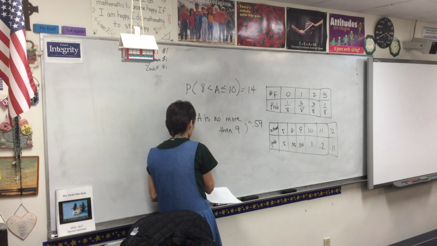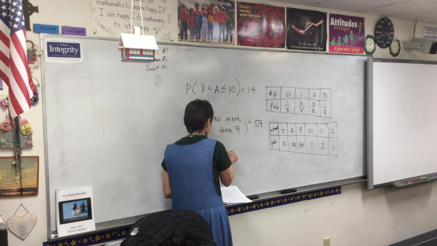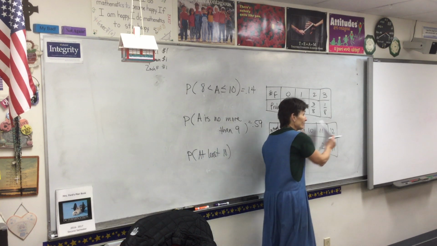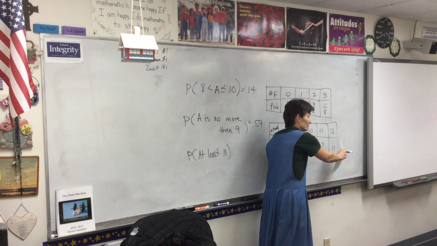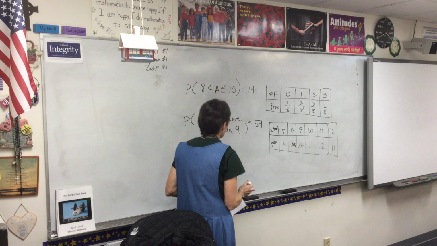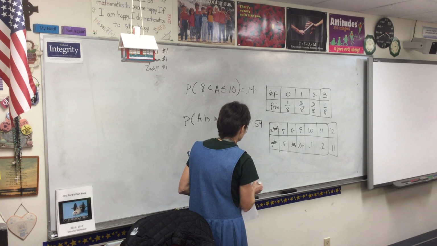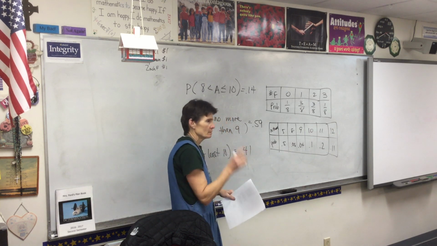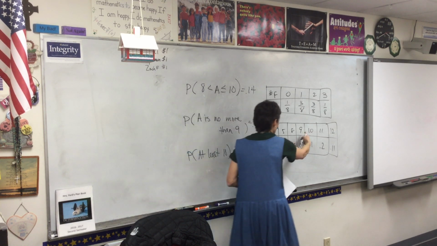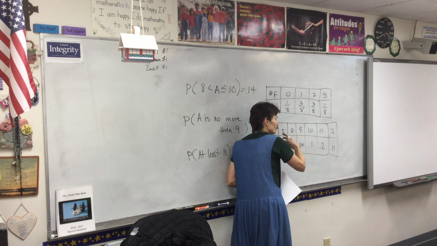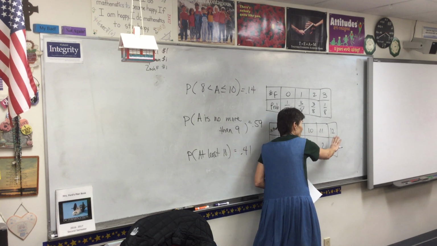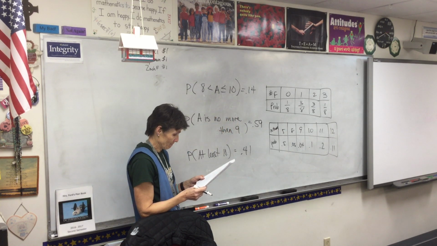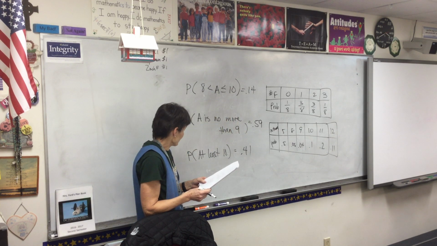Find the probability of at least 10. Isn't that the other half? So what's that? 0.41. Does that make sense? If this half was 0.59, does it make sense that that half would be 0.41? Sure, because it's got to add up to 1. What was that? At least 10.